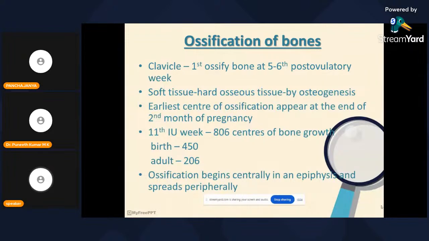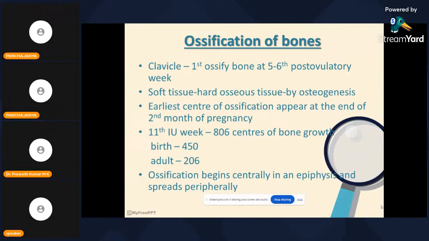The earliest centers of ossification appear at the end of the second month of pregnancy. At the 11th month of intrauterine life, there will be 108 centers for bone growth, at birth 450, and in an adult 206 bones will be present. They have developed from the bone centers.